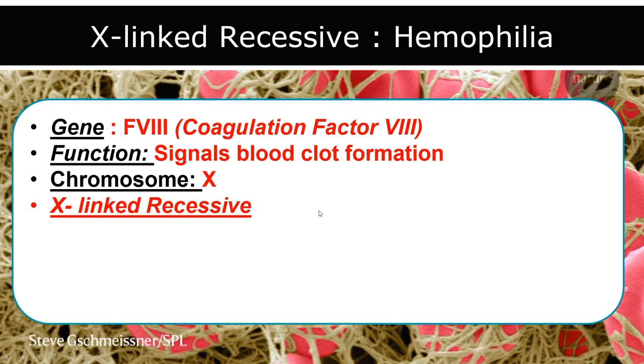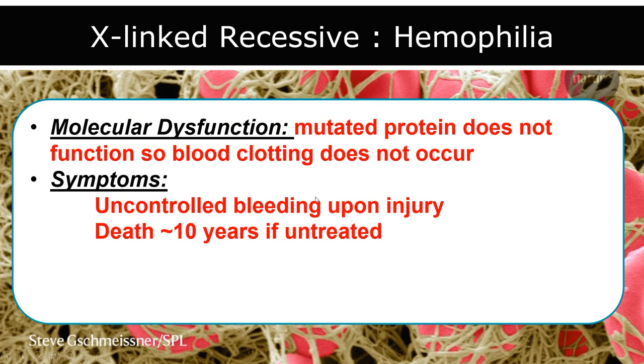The single base mutation leads to just a non-functioning protein, right? So if that protein is broken and it can't signal anymore, you basically never form blood clots. And so this leads to uncontrolled bleeding upon injury. People who have hemophilia have to get blood transfusions from healthy blood so that they can get that factor VIII in there. If they do not receive treatment, they mostly die before they're 10 years of age, which is really sad.